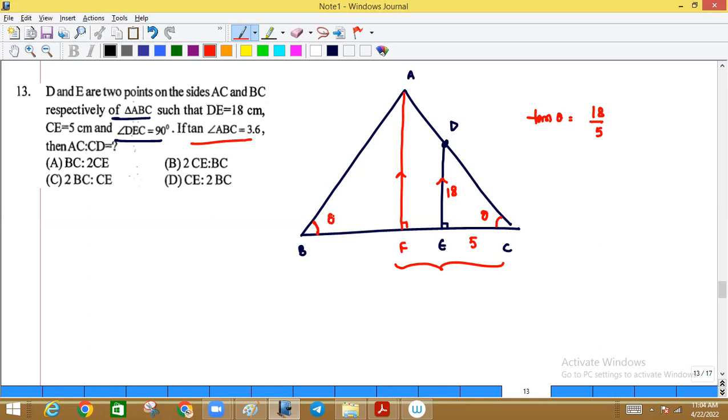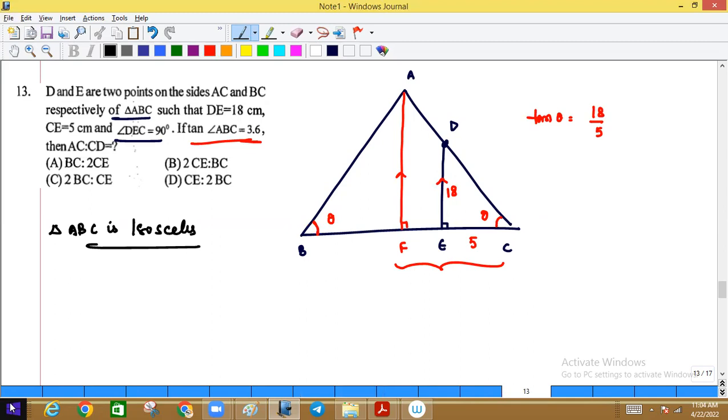You know why it is theta? Because it is also how much? 3.6. Here also tan theta is 3.6. Here also tan theta is 3.6. Meaning what? What kind of a triangle is it? Triangle ABC is isosceles. In an isosceles triangle, if you draw the altitude, it also becomes the median.